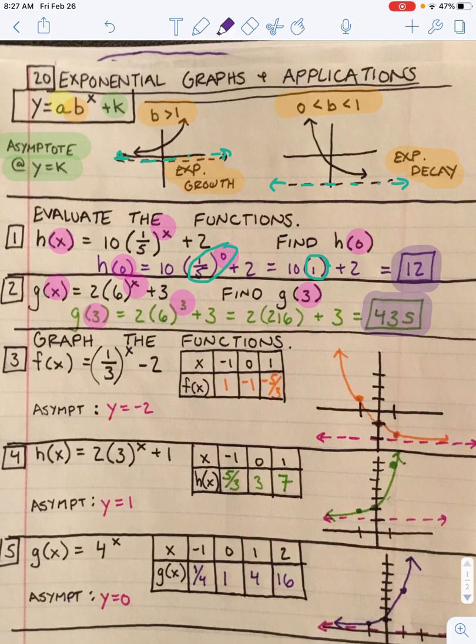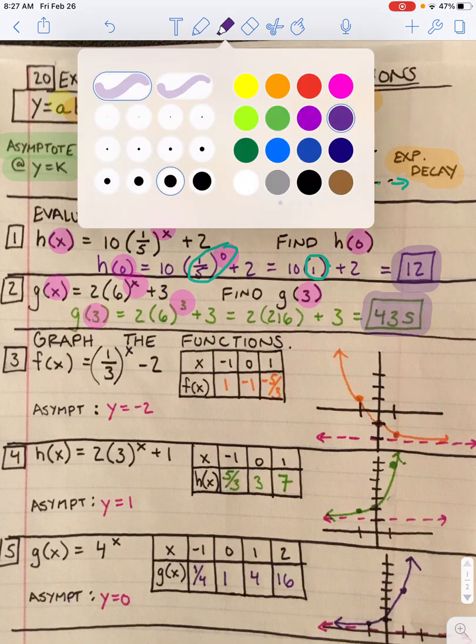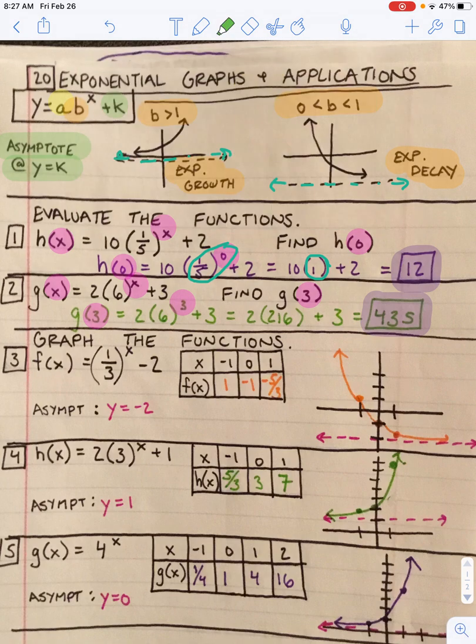Now we're going to graph some functions. For number 3, I have f of x is equal to 1/3 to the x minus 2. There's a few ways to graph. The easiest is to use a table like we're doing here. First thing I like to look at is where my asymptote is. So I have to find the k value in my equation. Right here, I'm subtracting 2 at the end, so that means I have an asymptote at y equals -2. So if I go over my graph, I go down to -2, and I make myself my horizontal asymptote.